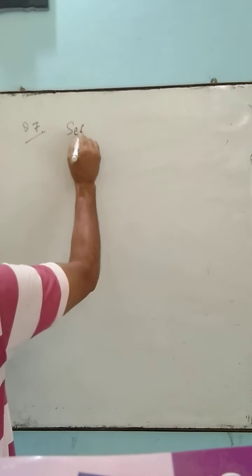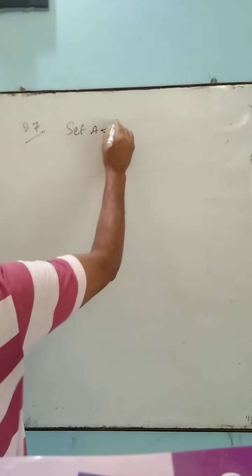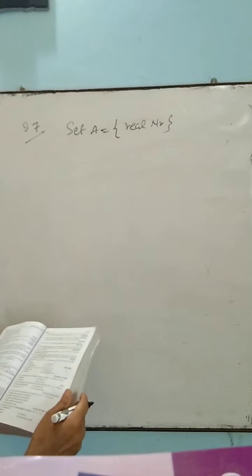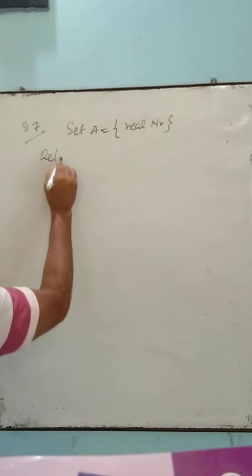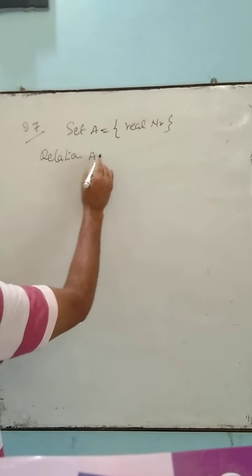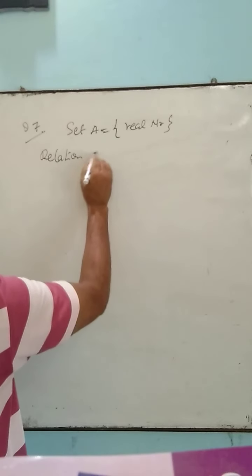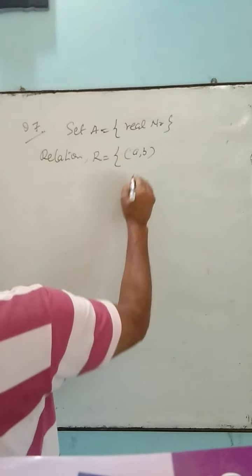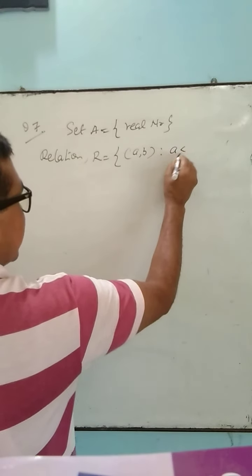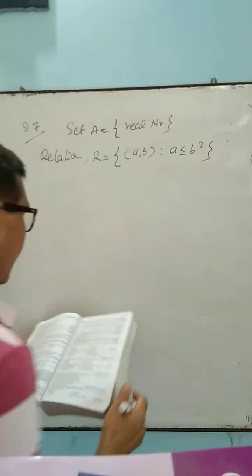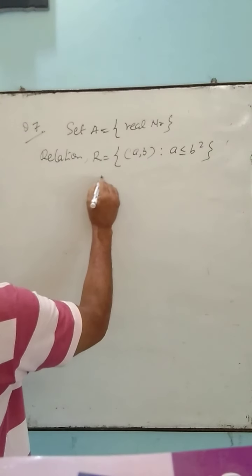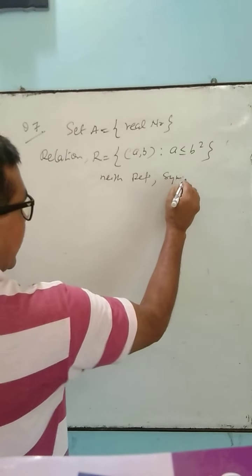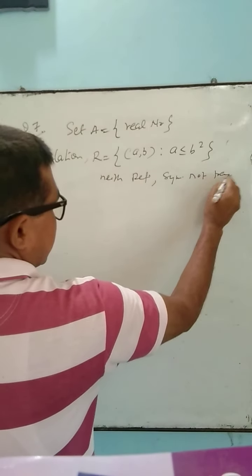Once again, set is defined as set A as the real number. Same. What is the set? Set as a real number. And relation R is given as, what is the relation given? A comma B such that A is less than or equal to B square. Kya proof karna hai? It is neither reflexive nor symmetry nor transitive.